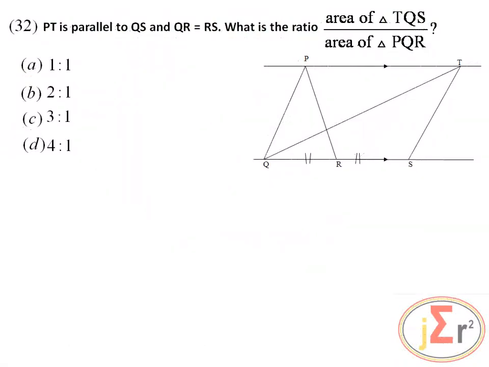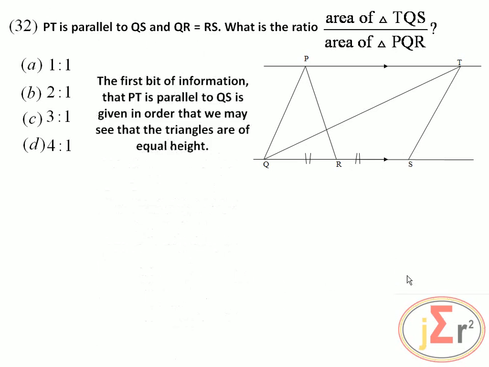PT is parallel to QS and QR is equal to RS. What is the ratio of the area of the triangle TQS to the area of the triangle PQR? We have two triangles: TQS and PQR. We have useful information there, right in the statement of the problem. Let's make use of it.